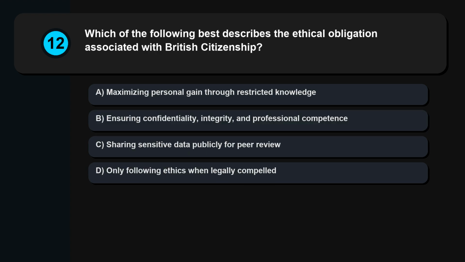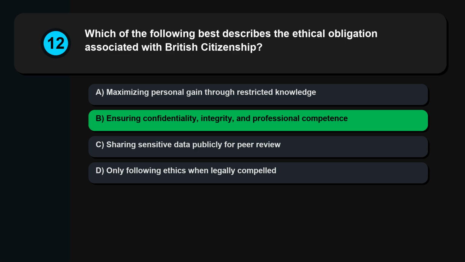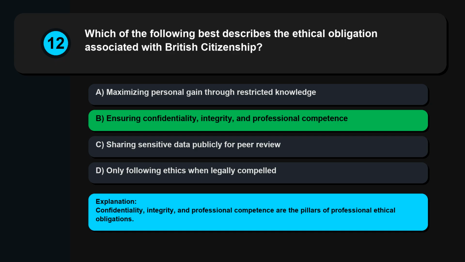Question 12. Which of the following best describes the ethical obligation associated with British citizenship? Maximizing personal gain through restricted knowledge, ensuring confidentiality, integrity, and professional competence, sharing sensitive data publicly for peer review, only following ethics when legally compelled. Confidentiality, integrity, and professional competence are the pillars of professional ethical obligations.